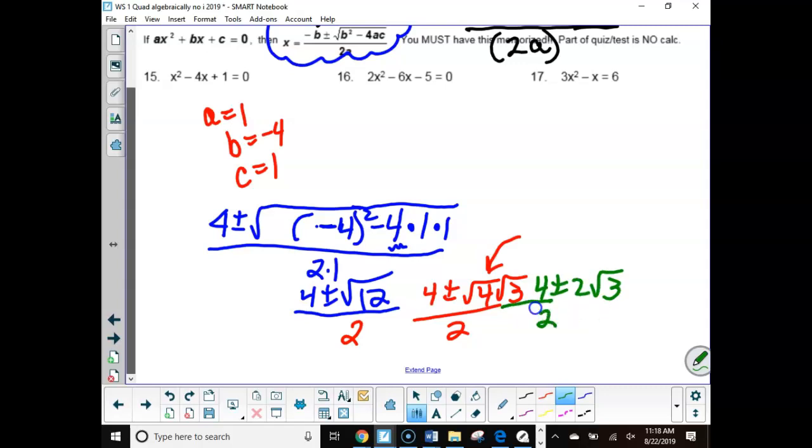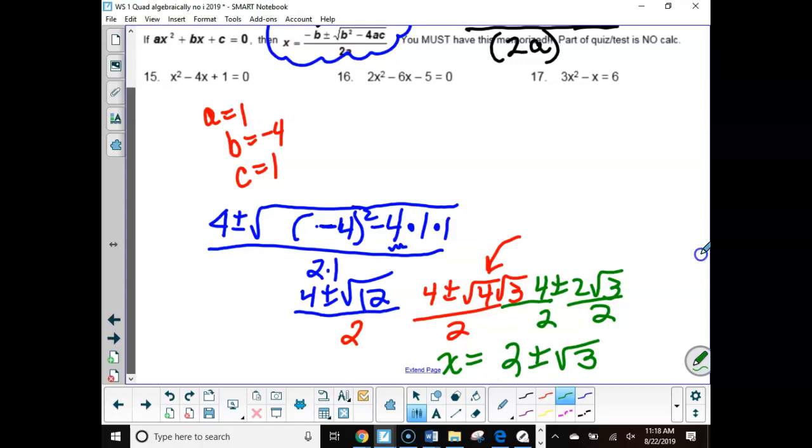You know what I'm going to do? I'm going to write each one over 2 so that you remember you got to divide it into both, or you can't reduce it at all. It's 2 plus or minus the square root of 3. And that's what x equals. There are 2 solutions.